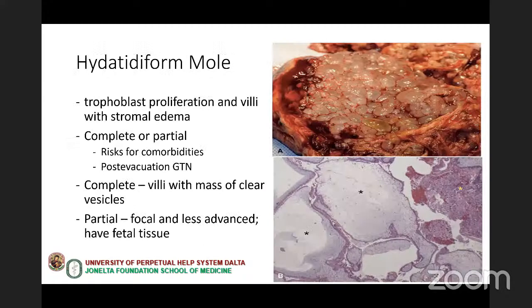So this is an example of a gross picture and a histologic picture of your hydatidiform mole. You will see trophoblast proliferation of villi with stromal edema. So you have your complete or partial, which would have different risks for comorbidities and different need for post-evacuation therapy. If it's complete, it's villi with a mass of clear vesicles. If it is partial, it's focal and less advanced and would have fetal tissue that's evident.